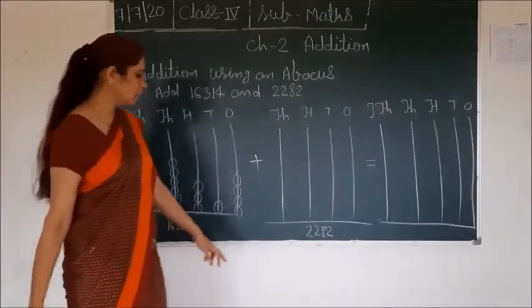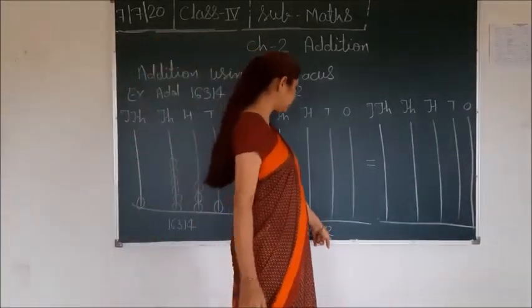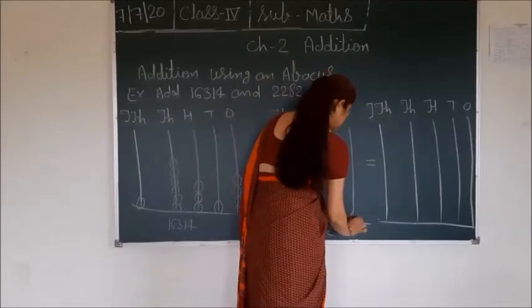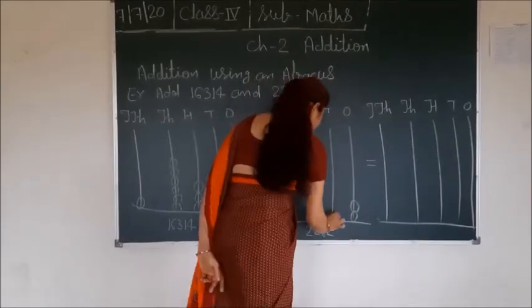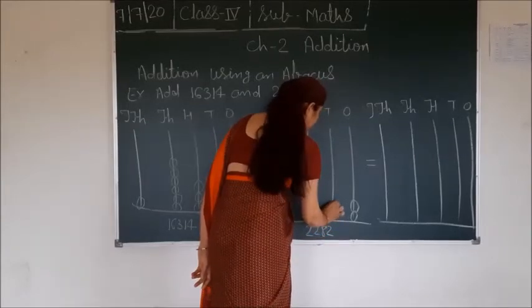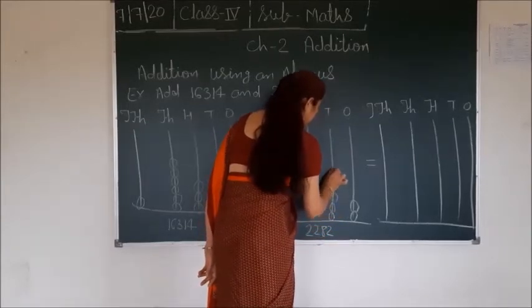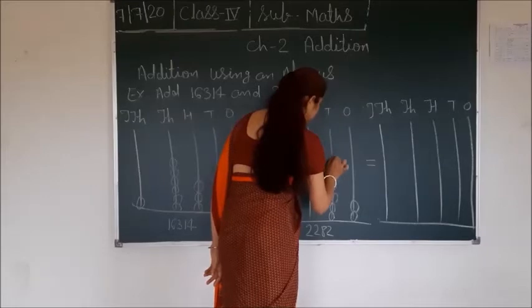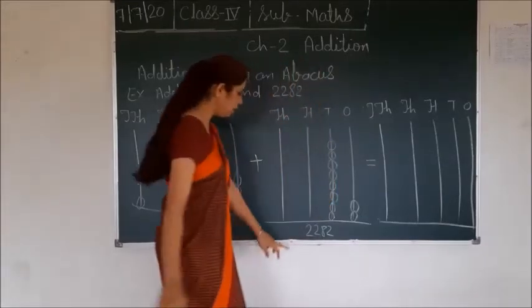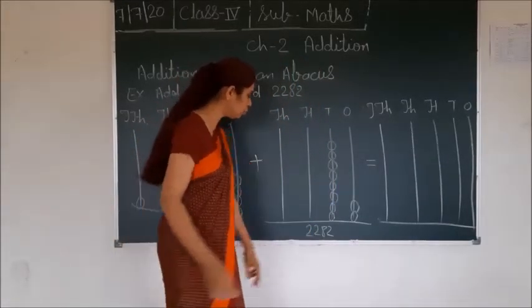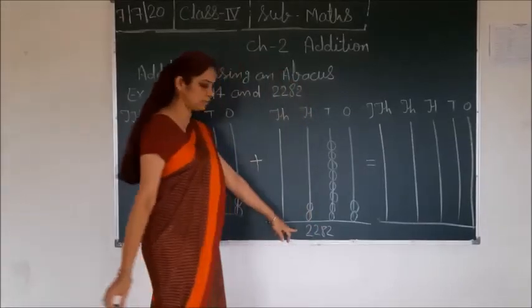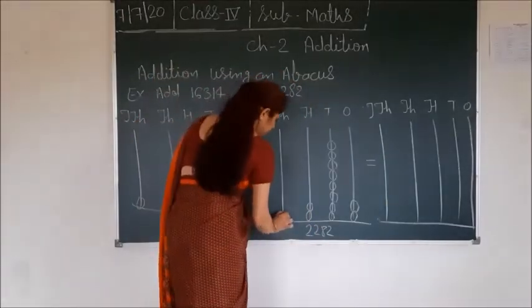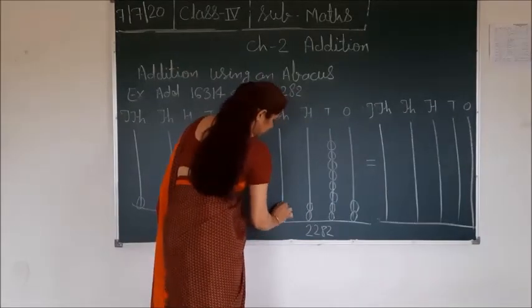Next. Here place of ones is 2: 1 and 2. Place of tens is 8: 1, 2, 3, 4, 5, 6, 7, 8. Place of 100 is 2: 1 and 2. Place of 1,000 is 2.